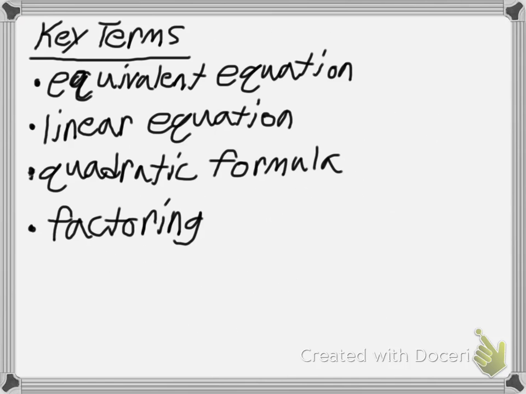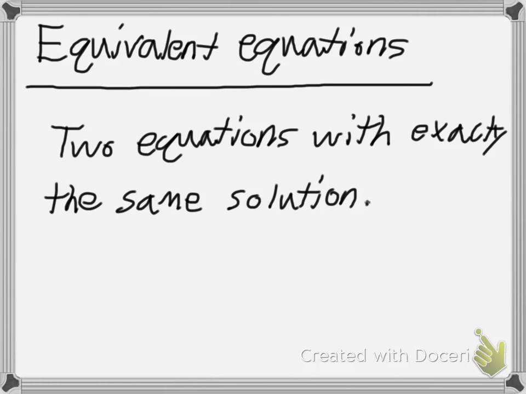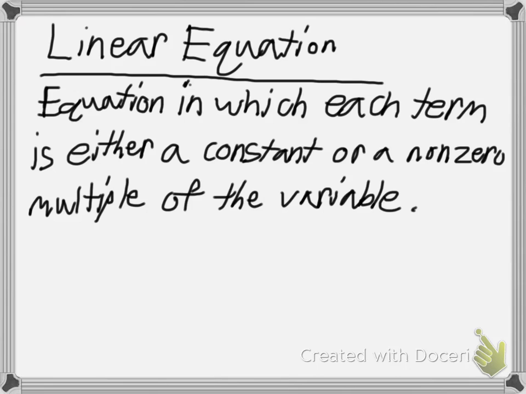So we're on key terms. Key terms: equivalent equation, then we have linear equation, and then we have the quadratic formula, and our last key term is factoring. Okay, so now we're on equivalent equations. The definition of that is two equations with exactly the same solution. A linear equation is an equation in which each term is either a constant or a non-zero multiple of the variable.